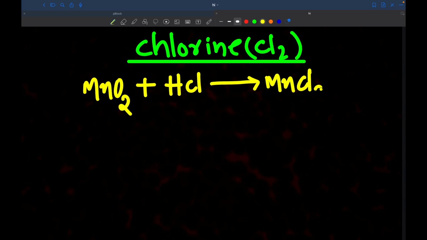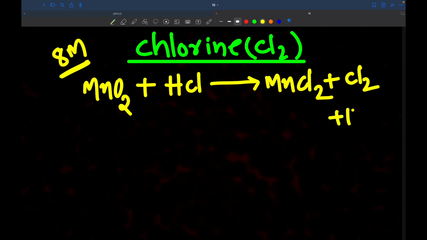MnCl2. This was a long question. Your final year students wrote it, and it was asked for 8 marks. MnCl2 plus Cl2 plus H2O is also formed here. Balancing you can do it. So this is how you balance the reaction.